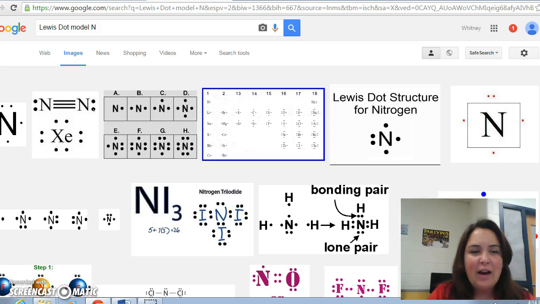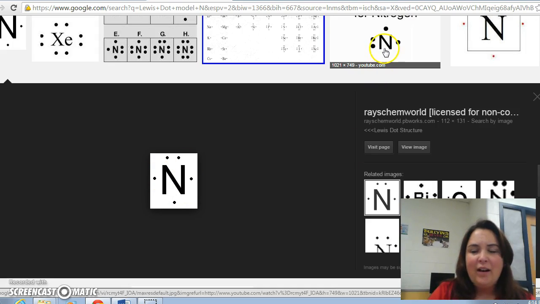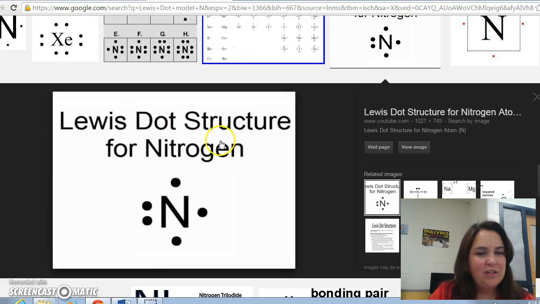The next thing I got is the Lewis dot. So I went ahead and put in Lewis dot model, and basically I can bring up this one right here. This is the atomic symbol, and then they have dots representing the electrons in the outermost shell. So here in the outermost shell, there's 1, 2, 3, 4, 5 dots, and you probably saw that in your Bohr model.